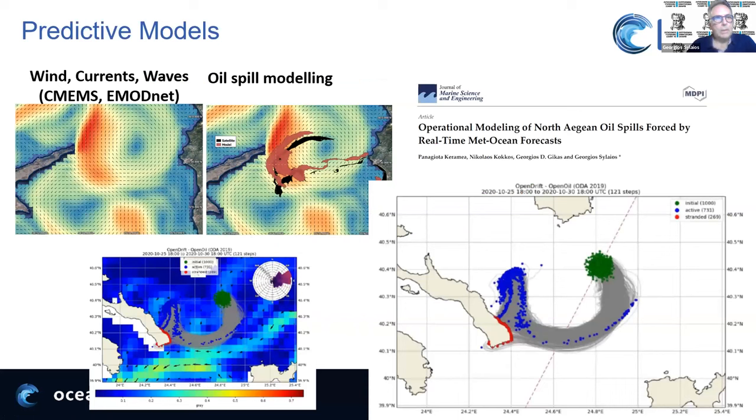We are running our models. We combine the wind, the currents, the waves, and we run our oil spill models. For example, this is the Syria test case, as I explained earlier, where here you compare the satellite and the modeling outputs, but we also have hypothetical models in North Aegean Sea.